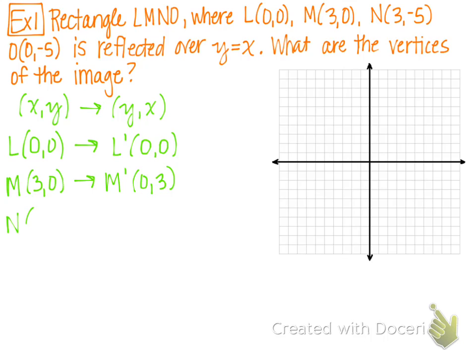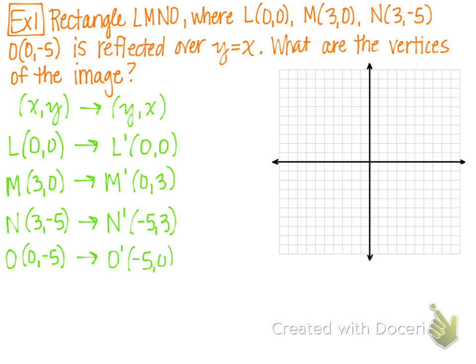N is located at 3, negative 5. So when you flip it, N prime is at negative 5, 3. O is at 0, negative 5. And O prime is negative 5, 0. So our final vertices are right here. Let's graph it and take a look at what happens.